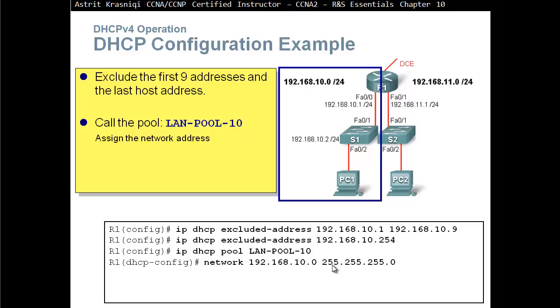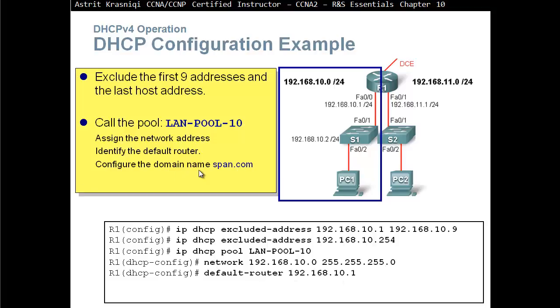192.168.10.0 space 255.255.255.0, that's /24, and then identify the default router. You can see that's our default router's IP address, 192.168.10.1. So default-router, that's a gateway, 192.168.10.1. Configure the domain name to be span.com, so domain-name span.com, and that's all the configuration.